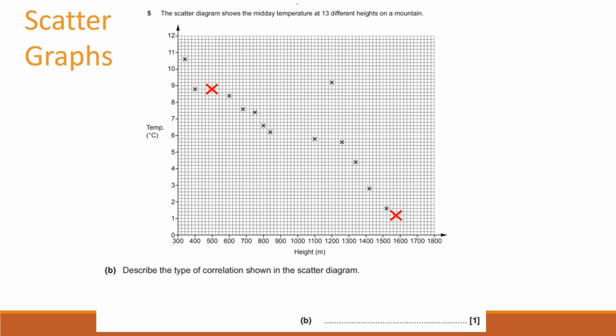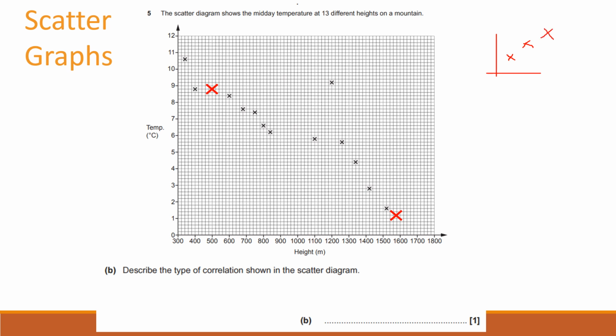Now part B says describe the type of correlation shown in the scatter graph. Now there are 3 different types of correlation. You've got a positive correlation, you've got a negative correlation, and you've got no correlation. Now positive correlation is when, on the graph, you've got your 2 axes, your x and your y axis, and the points go up in this kind of direction.